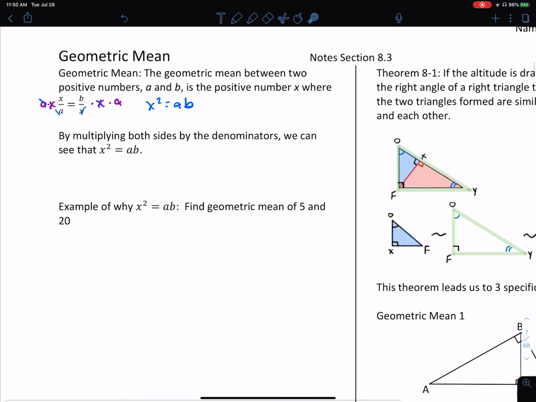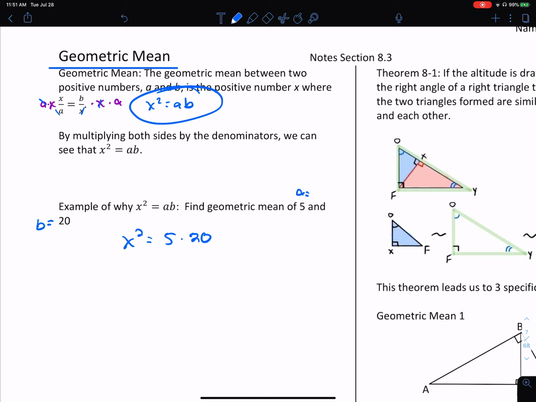So long story short, to find geometric mean, instead of starting here every time, maybe it's just better to start here each time. So as an example, find the geometric mean of 5 and 20. If we use our jumping off point as x squared equals a times b, this is a and this is b, our two numbers.